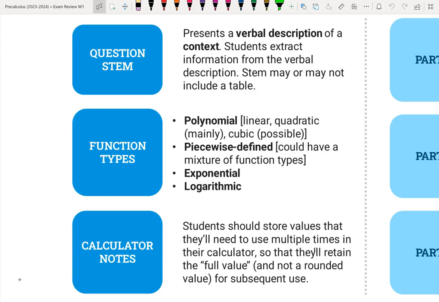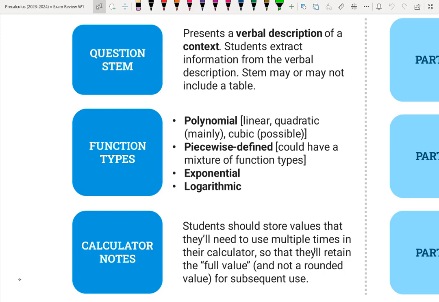You should be able to store values. So we're going to be storing quite a number of values today. So I'll be going back and showing you how to store values. We've seen it before, but we're going to review how to store values. And you're going to store those values that you'll need to use multiple times in your calculator.